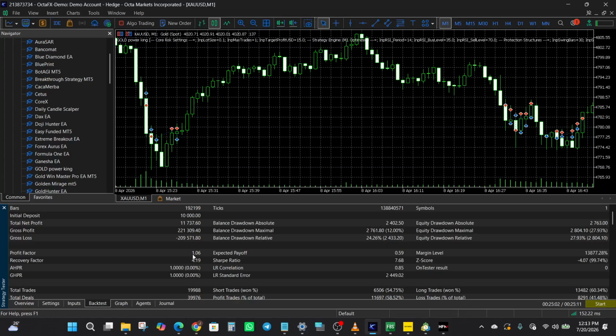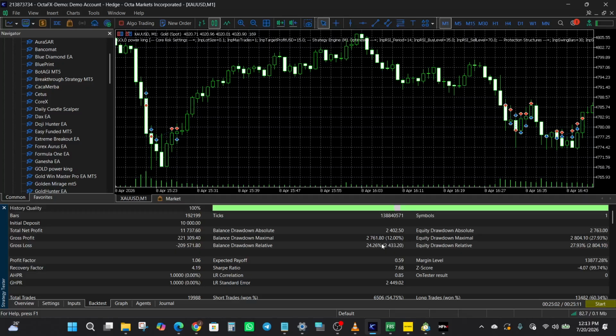All right. And then on top of that, the balance drawdown stayed at 12%, but the equity drawdown reached nearly 28%. So it's a meaningful gap, suggesting periods of larger floating exposure than the closed trade numbers alone would show. All right. The recovery factor came in at 4.19, but given how thin the per trade edge is, this is a result that could shift meaningfully with even small changes in spread, slippage, or broker execution quality, given the sheer number of trades involved. All right.